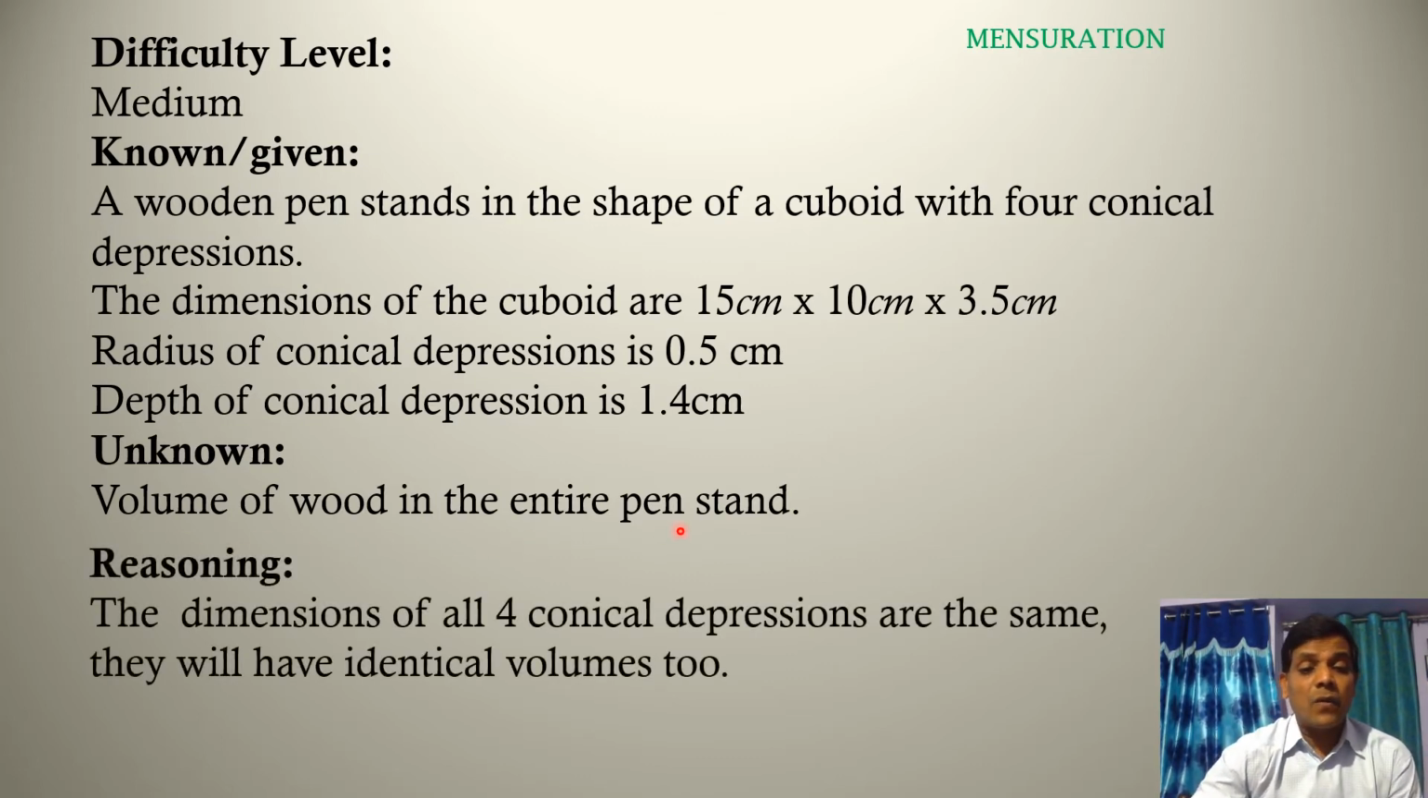Reasoning. What is the reasoning? Which formula is suitable for the given question? The dimensions of all four conical depressions are the same, so they will have identical volumes too. This means these four conical depressions have the same volume. Very clear?